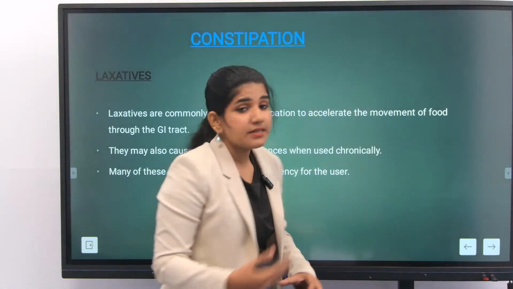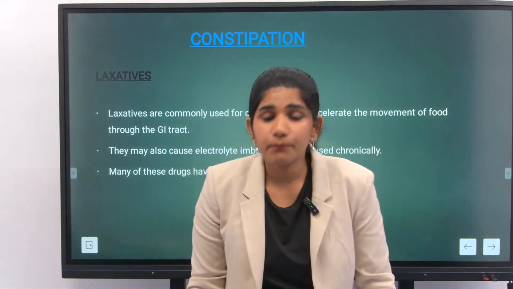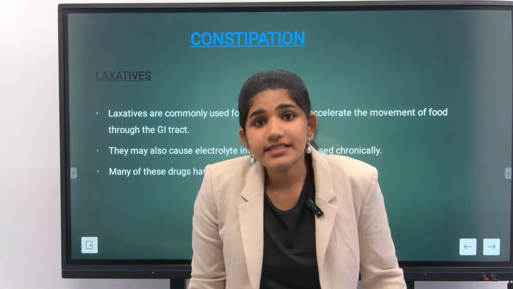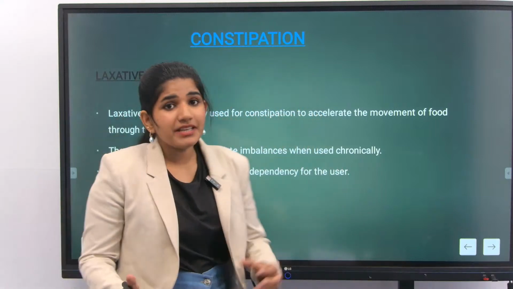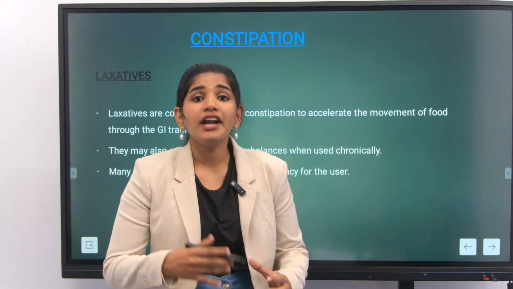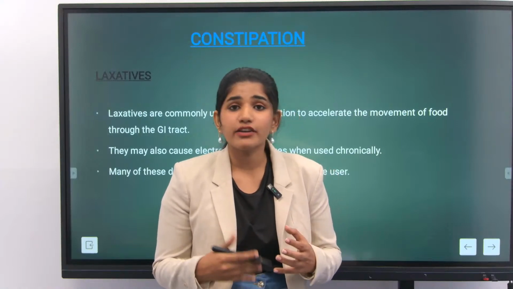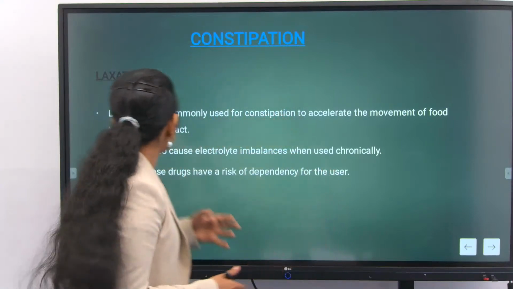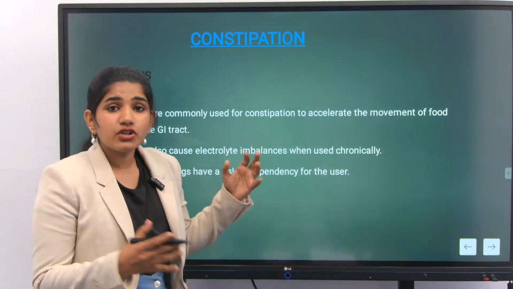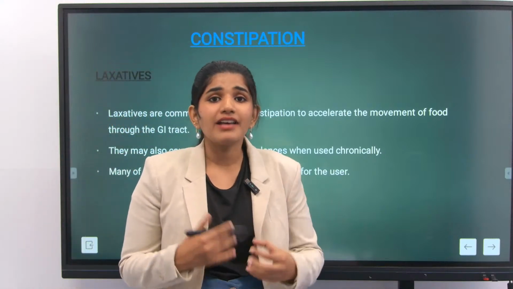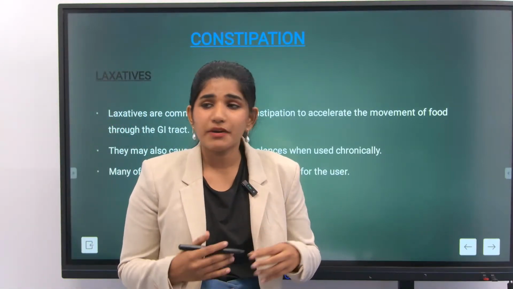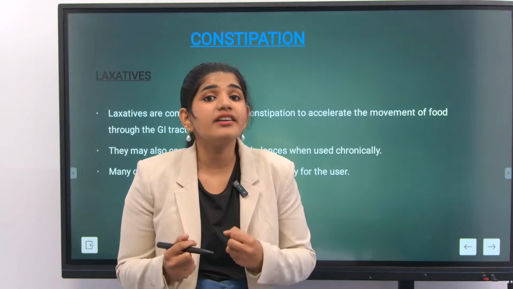Next one is constipation. Constipation is also an important disease condition. How does constipation come about? Constipation means it is very hard for the gastric contents to move, right? That particular thing actually results in constipation. So in such a condition there is difficulty in moving the contents, especially for elimination, and there will be very hard stools.